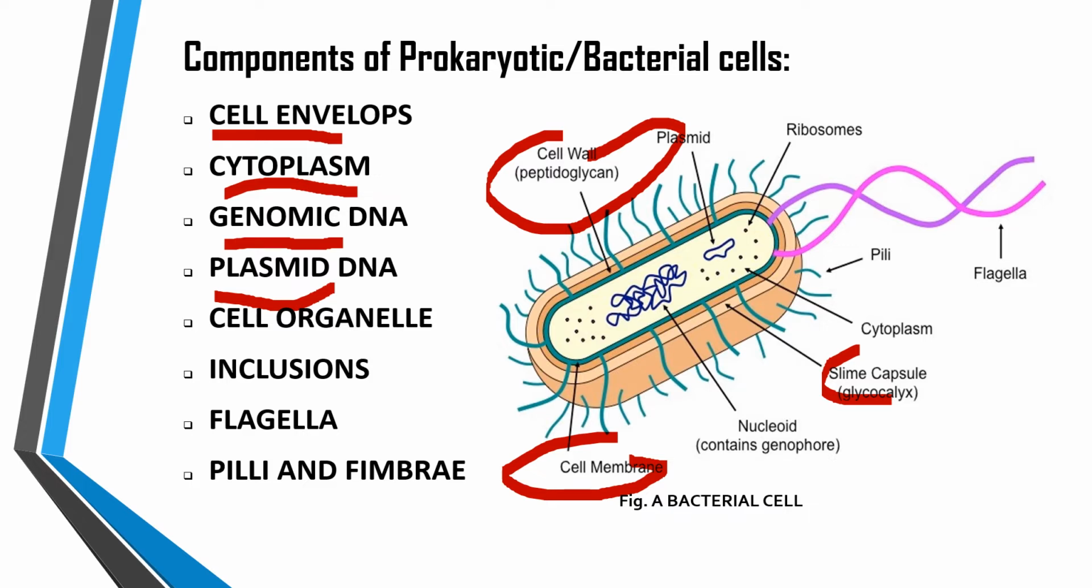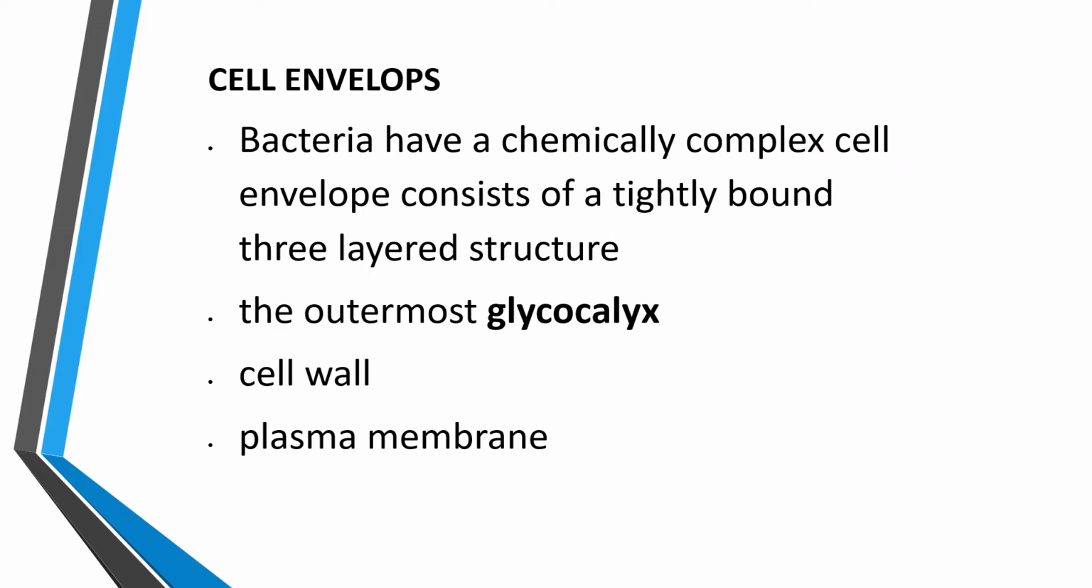And cell organelle, if we talked about, it has only and only ribosomes, that is non-membranous cell organelle. Beside this, student, it has some bodies which are used for storing purpose, that are called inclusions. It has, student, flagella for the locomotion purpose, and pili and fimbriae, which are mainly used for adhering purpose. Let's start to discuss the first component of prokaryotic cell, that is cell envelopes.